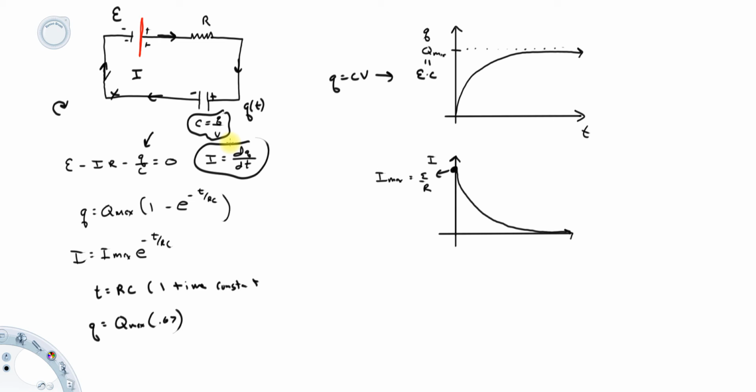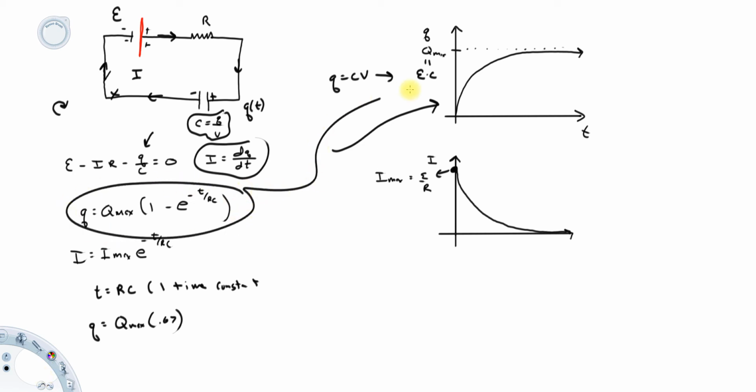For now, I'm just going to skip to this part. This curve right here, you end up with an exponential equation that looks like this: the charge is equal to Q max times 1 minus e to the minus t over RC. Again, the math that gets you there is not super important for this discussion. Suffice to say, this function matches well with this curve.